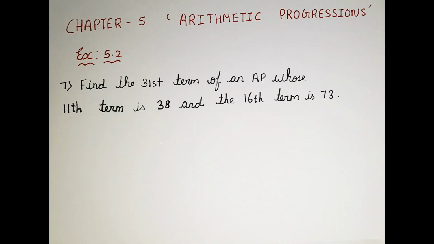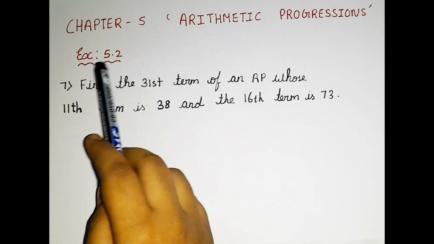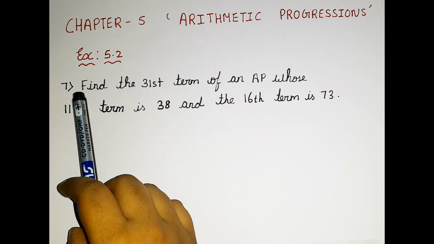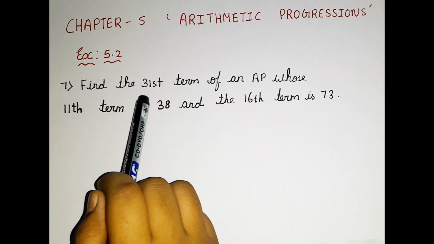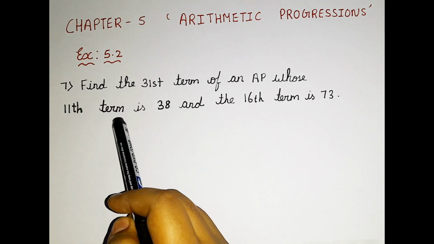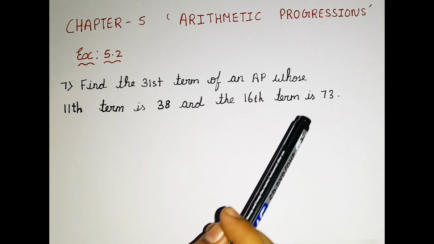Today we are going to be learning Chapter 5, Arithmetic Progressions, Exercise 5.2, 7th question. Alright, now let's read the question. Find the 31st term of an AP whose 11th term is 38 and the 16th term is 73.